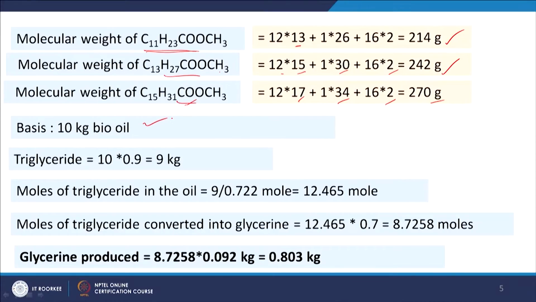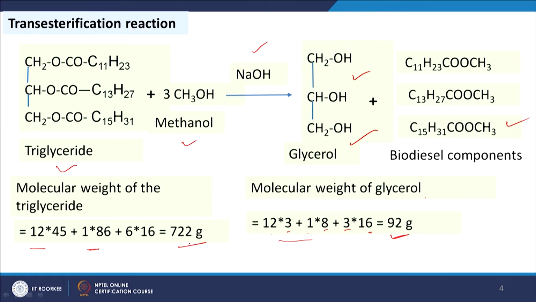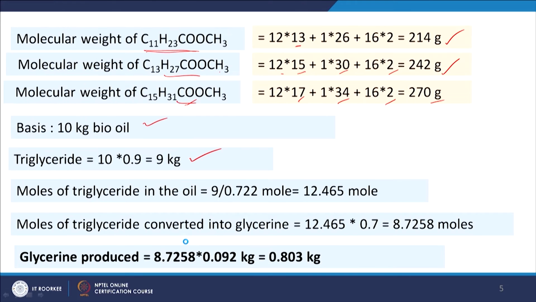So, now our basis is 10 kg of bio-oil, and then triglyceride is 90%, so 9 kg. So, moles of triglycerides in the oil is 9 divided by the molecular weight 722 gram, that is 0.722 kg per mole, so we have to divide. So, that is 12.465 mole is available in 9 kg, because 1 kilomole is equal to 0.722 kg. So, moles of triglyceride converted into glycerin, that 70% is converted.